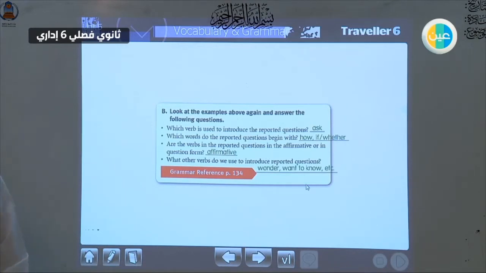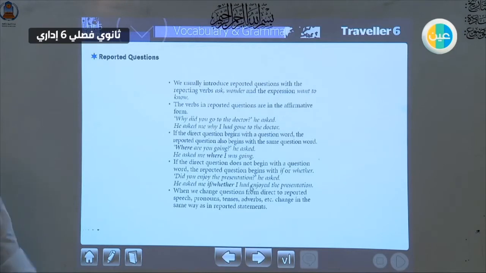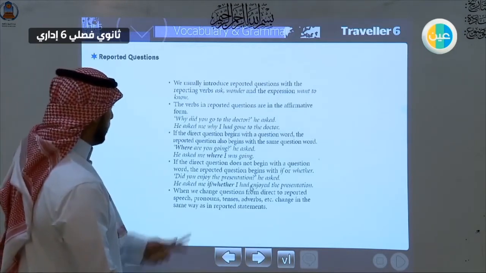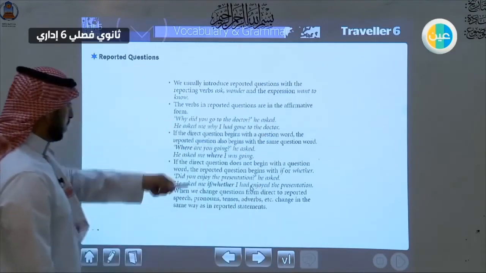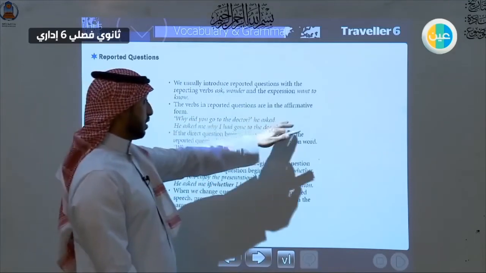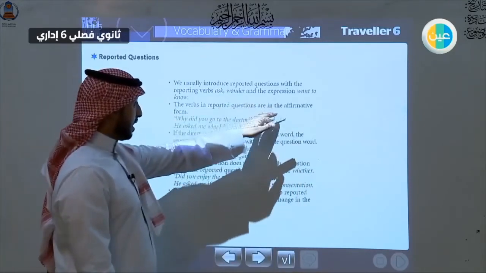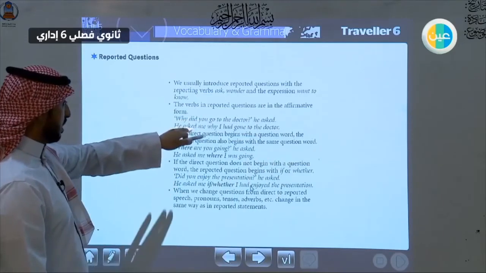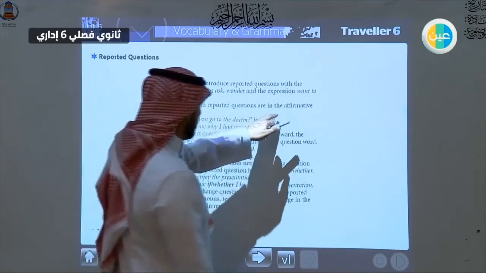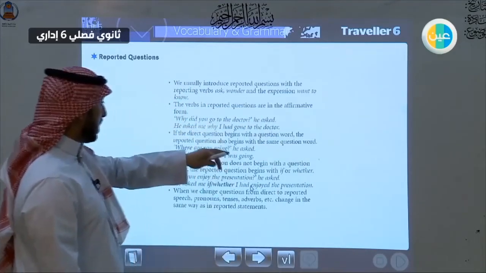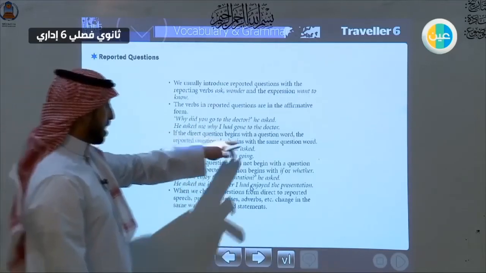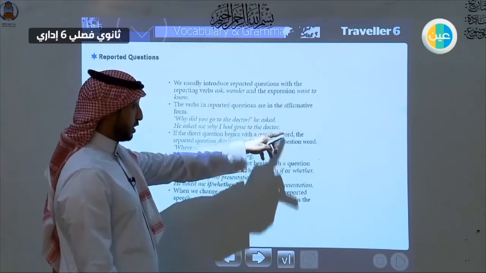As I explained earlier, this is the grammar reference in case you want to check. We usually introduce reported questions with reporting verbs like ask, wonder, and the expression want to know. The verbs in reported questions are in the affirmative form. الأسئلة المنقولة تكون في حالة الإثبات. Example, why did you go to the doctor? He asked me why I had gone to the doctor. In the reported question, there is no question mark.